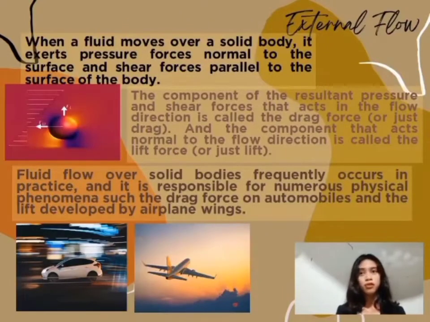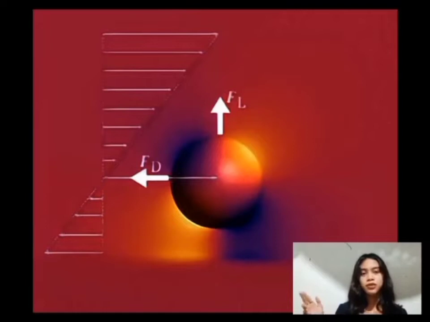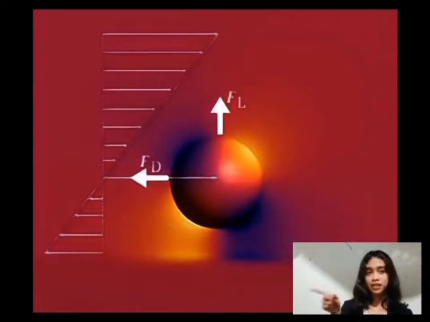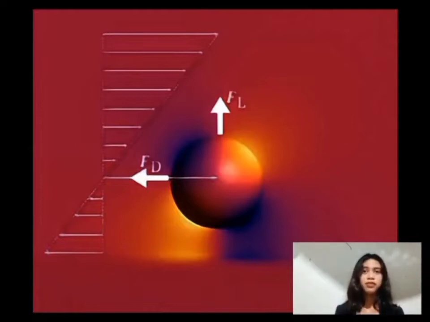When a fluid moves over a solid body, it exerts pressure forces normal to the surface and shear forces parallel to the surface of the body. As you can see in the photo illustrated, the component of the resultant pressure and shear forces that acts in the flow direction is called the drag force or just drag, which is characterized by FD or friction drag, which is the arrow pointing to the left. And the component that acts normal to the flow direction is called the lift force, or just lift, which as you can see in the photo is illustrated by FL or friction lift, which is the arrow pointing upwards.